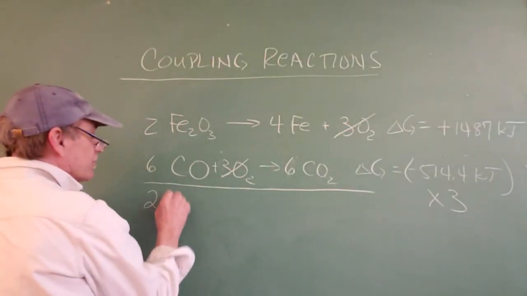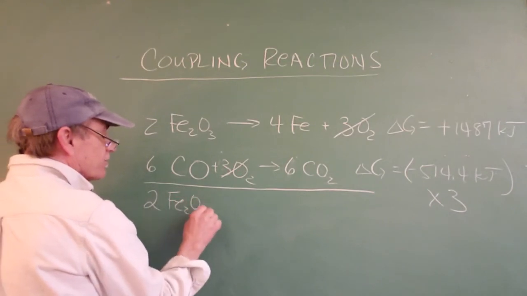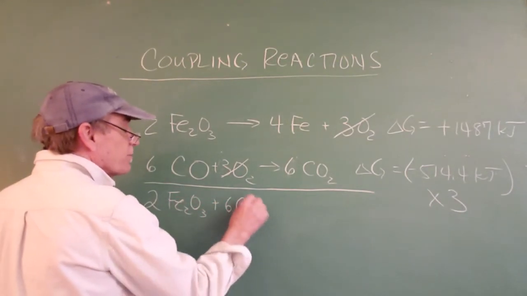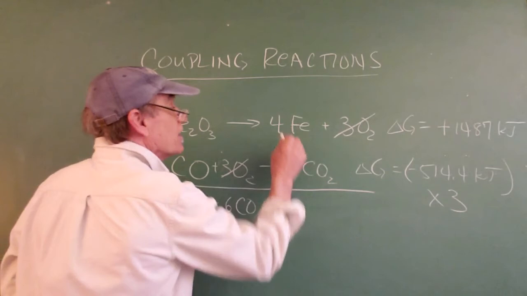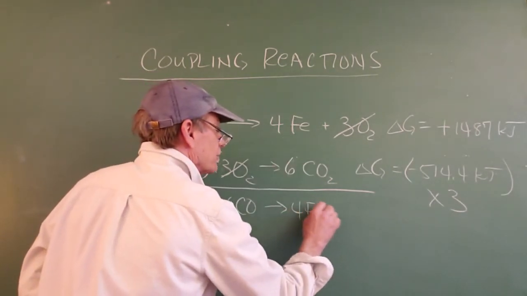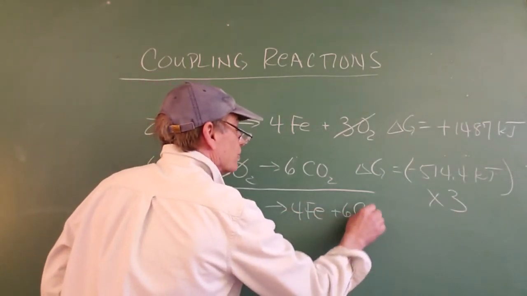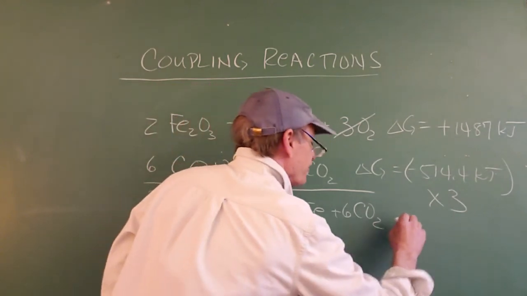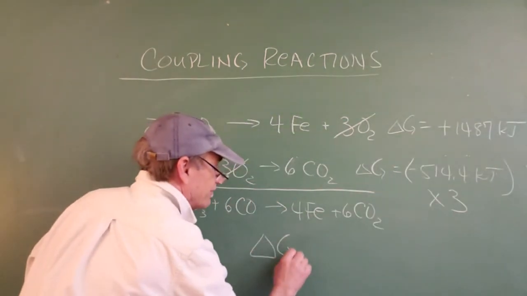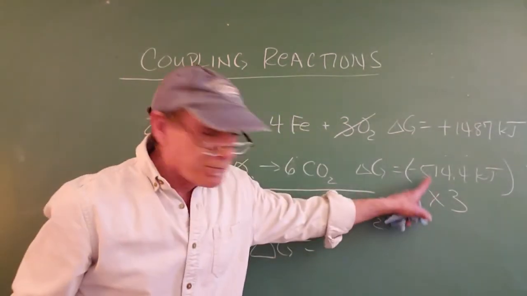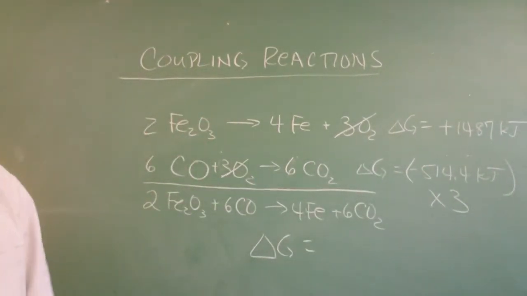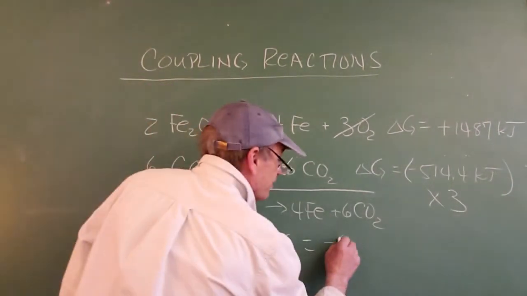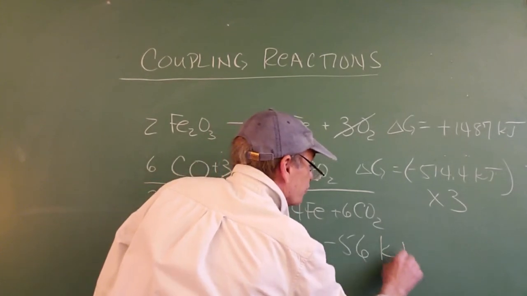Well, that means then if I sum these two reactions together, canceling out the oxygens, here's the overall reaction. 2 iron oxides will react with 6 carbon monoxides to become 4 irons and 6 CO2s. Sure enough, this thing has a delta G. Now that I've tripled the minus 514, it's got a delta G of minus 56 kilojoules.